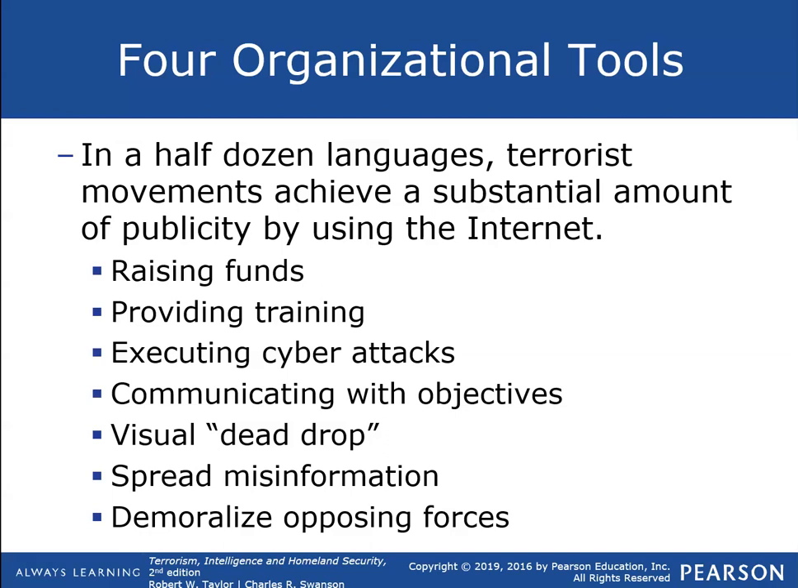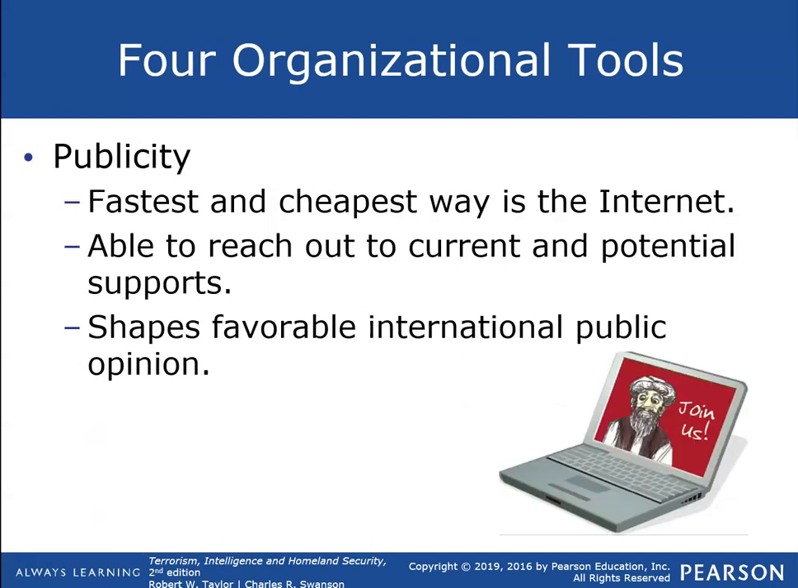Number 8, providing training material, or simply training. 9, executing cyber attacks. 10, communicating with objectives. 11, the visual dead drop. 12, spread misinformation. And then finally, 13, spread misinformation. Then 14, demoralize opposing forces. So you have these 14, is actually what it adds up to. This is how they gain some publicity over the internet. So, as I said a moment ago, it's the fastest and the cheapest way.